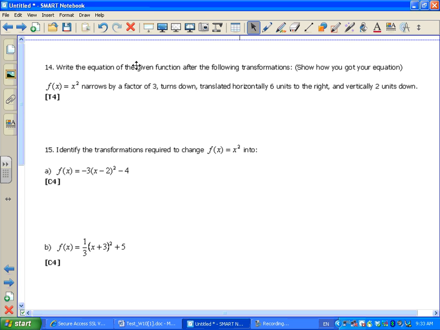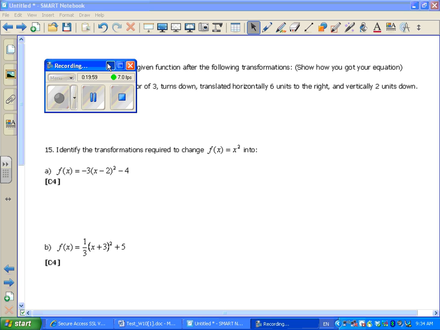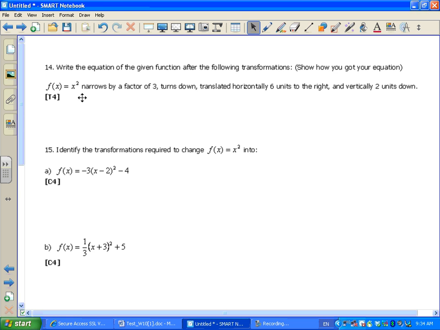Okay, question 14 says to write an equation of the given function after the following transformations. Show how you got your equation. So essentially, it says to start at the origin. So we start at the origin. We have f at x equals x squared. And it says it narrows by a factor of 3, turns down, translated horizontally 6 units, and vertically 2 units down. So let's talk about each of these.